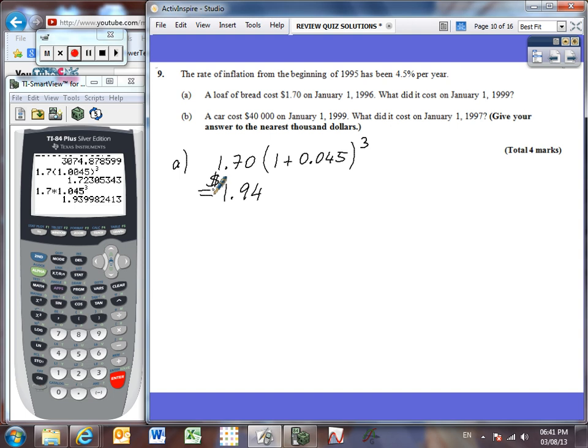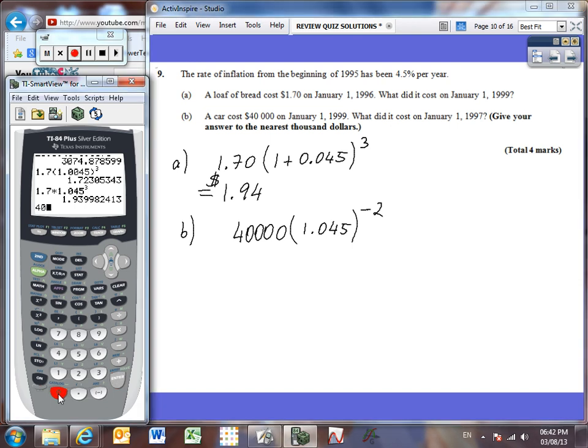Part B. A car cost $40,000 on January the 1st, 1999. What did it cost exactly 2 years earlier? Now, you might remember that we did a problem like this earlier on, where we took our initial cost of $40,000, and it's increasing, right? It's inflation, so we've got 1.045.